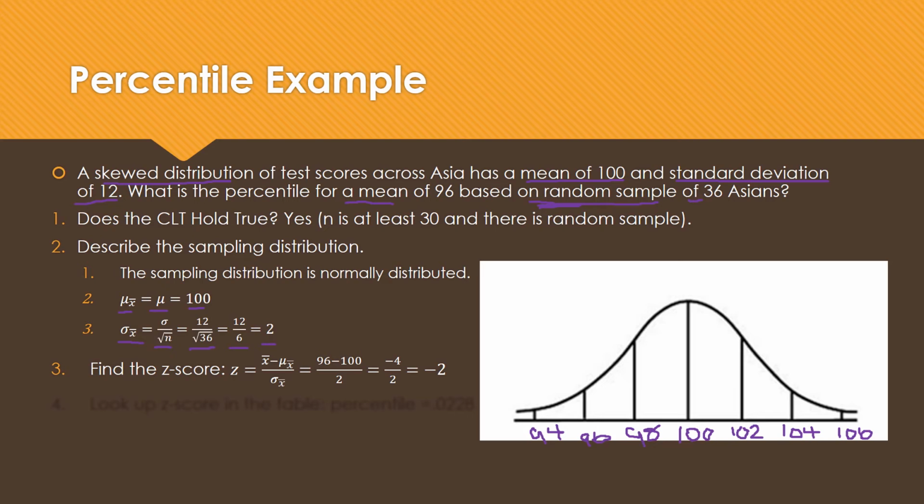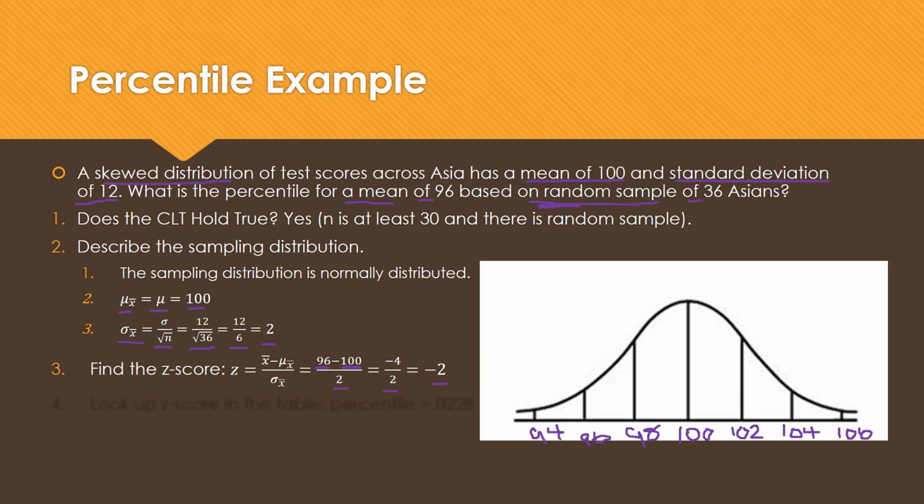So the sample mean that we were talking about was 96, so that goes first. This is the sample mean, not the population mean of the sample means. Then we subtract the population mean, or the mean of the sample means, which is the population mean. And then we divide by the standard error of 2. 96 minus 100 and divide by 2, we get -2.